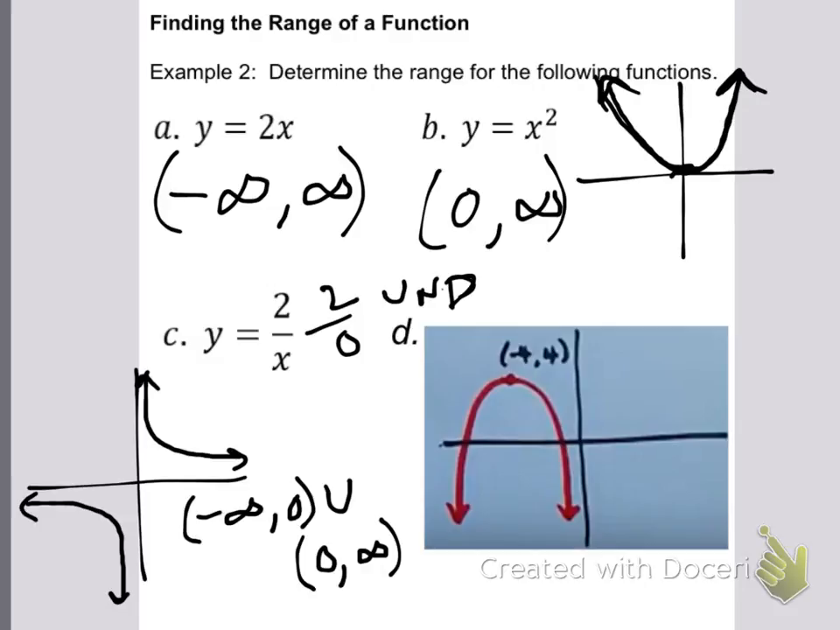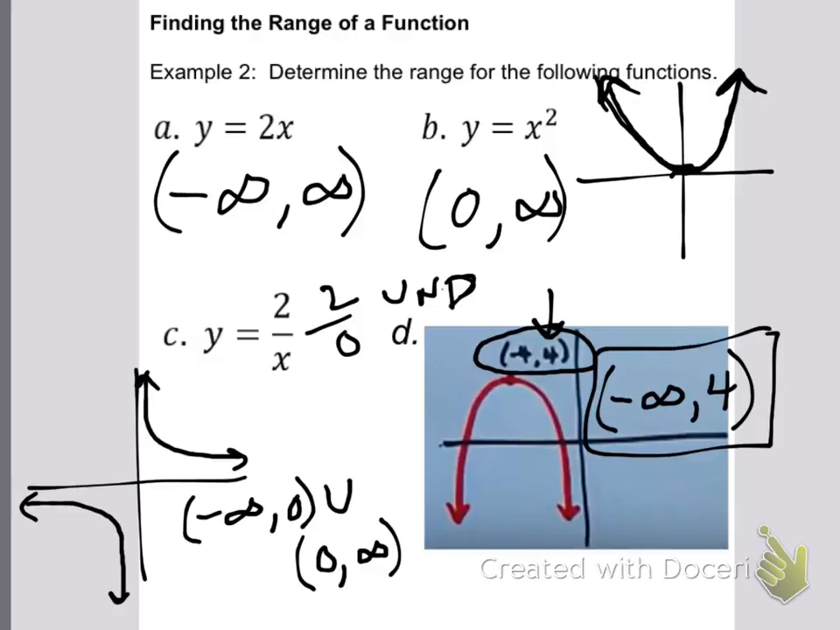Last one here. We have an upside down parabola. The point here is very critical. The y coordinate is 4. Now you notice it's upside down, so all the y values are going to be less than 4. Now it goes on forever and ever, so negative infinity to 4 is our range. Because you always start small and then go up to the highest value. That's the range.